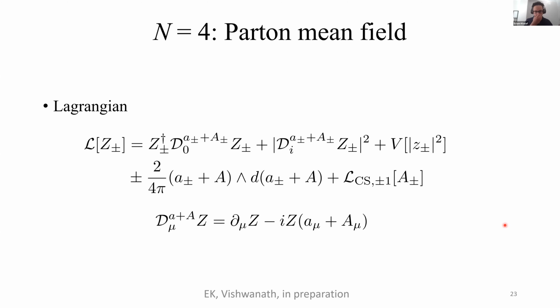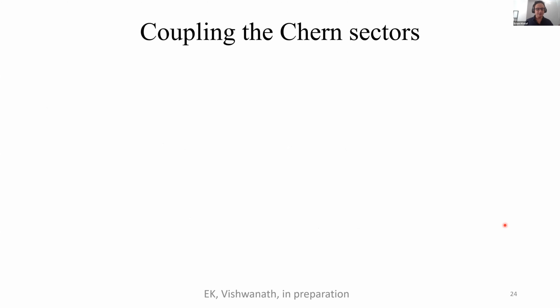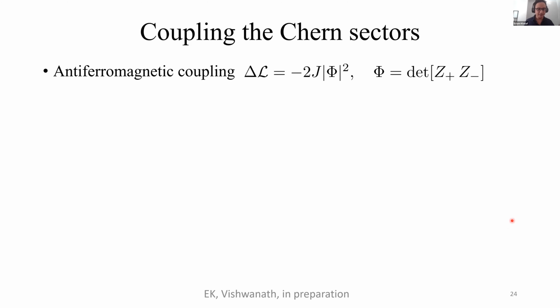So the next step is to couple these 2 sectors. And I will do the same as earlier. I will add this term to the action, which maximizes the determinant of this matrix that tries to make this Z plus and Z minus orthogonal. Of course, now Z plus and Z minus are 4 by 2 matrices. So if I put them next to each other, I get a 4 by 4 matrix.